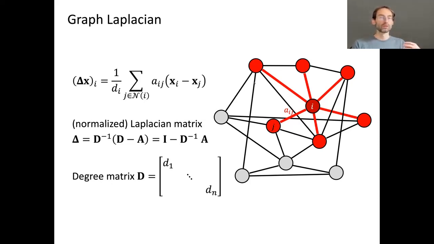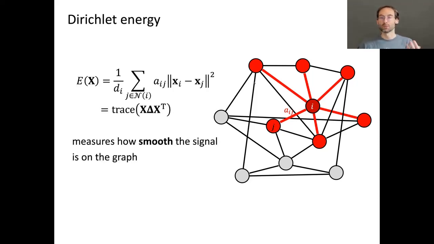You can use the Laplacian as a way of measuring the smoothness of a signal. Basically, how different a node is from its neighborhood is a way of telling how smooth the signal is on the nodes of the graph. This is what physicists sometimes call the Dirichlet energy of a signal, and it's given as a quadratic form with respect to the Laplacian.